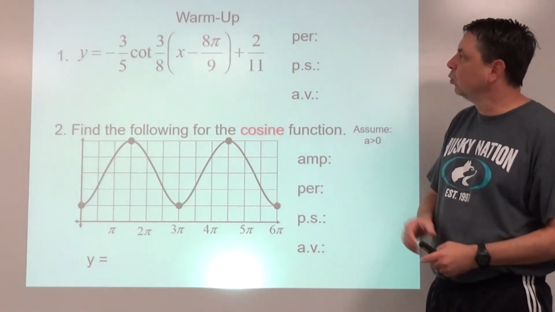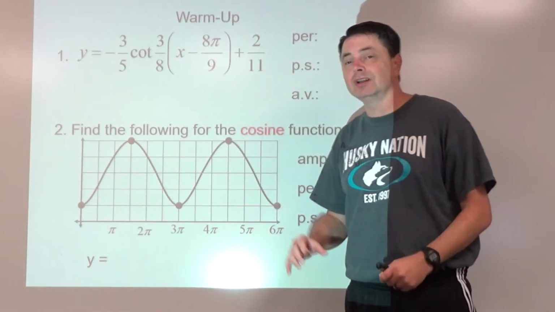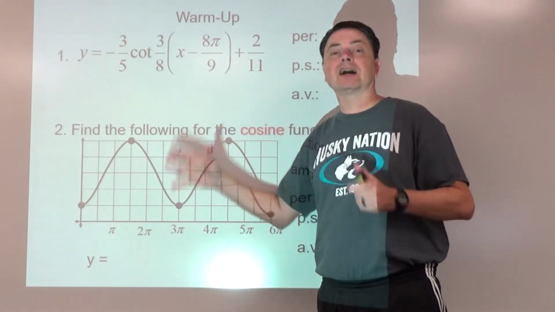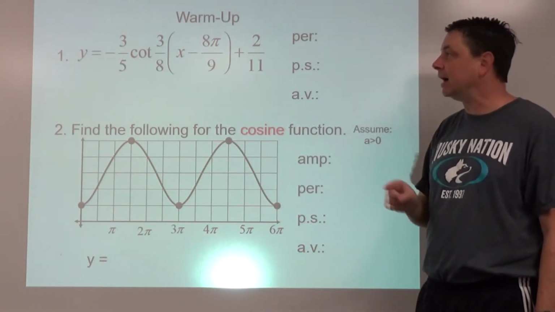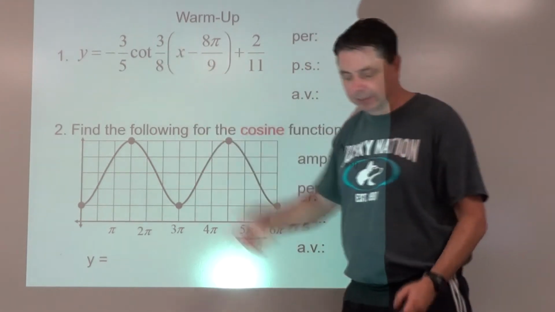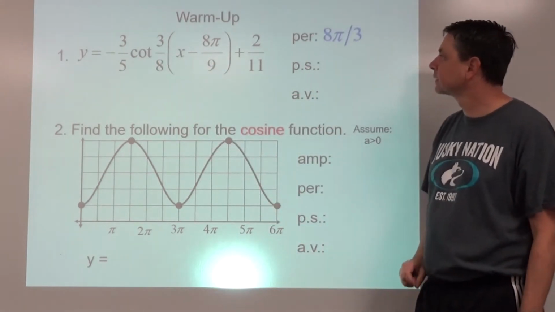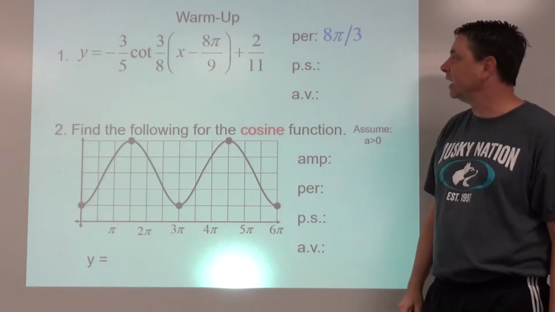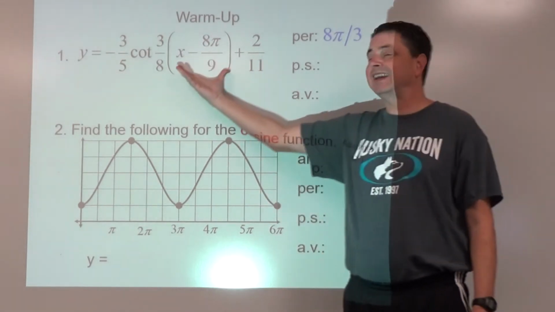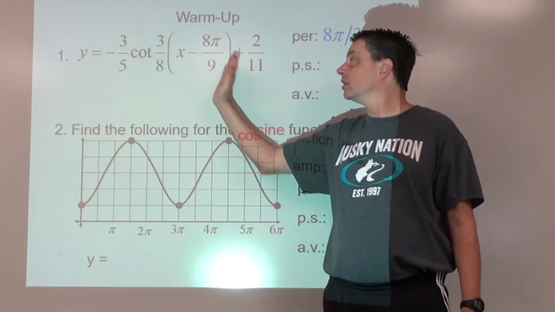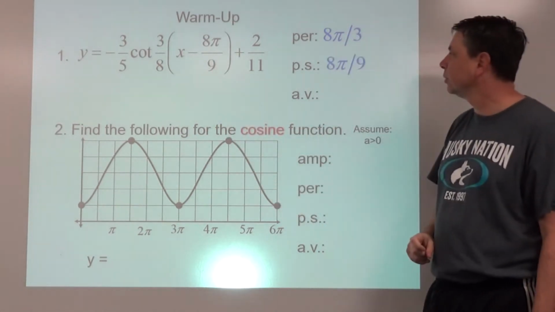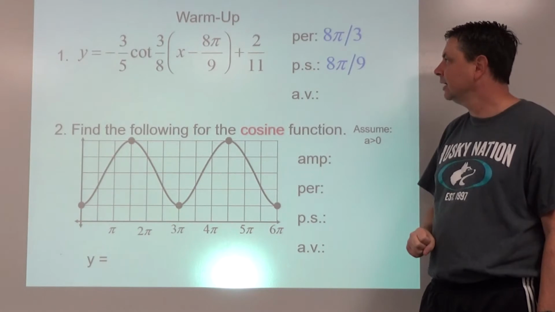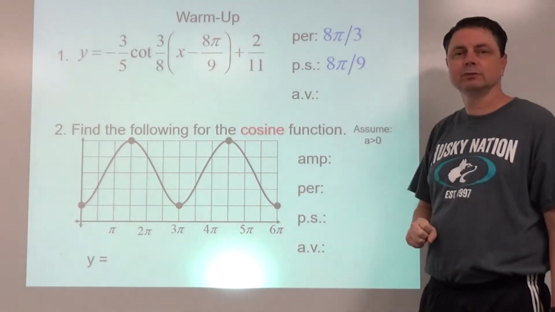All right, so number one, we've got our cotangent function where the b has been factored out already. Period is going to be pi divided by b. So that's going to end up being 8 pi over 3. The phase shift, the nice thing about when the b is factored out is we're looking at the phase shift right here. Positive 8 pi over 9. And the average value, 2/11.